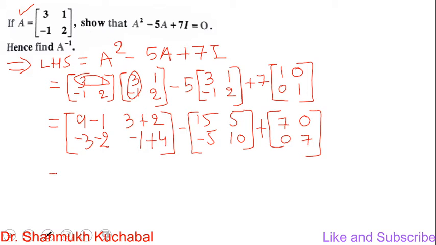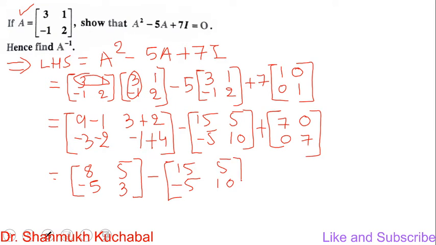So further we have to simplify the first matrix. So we get this as 9 minus 1, 8, 5 minus 5... 3. Then minus as it is, 15, 5, minus 5, 10. Then further plus 7 0 0 7. So further we'll simplify this.